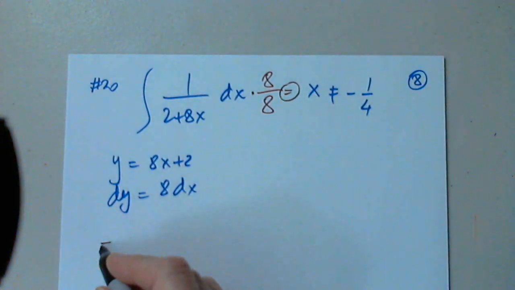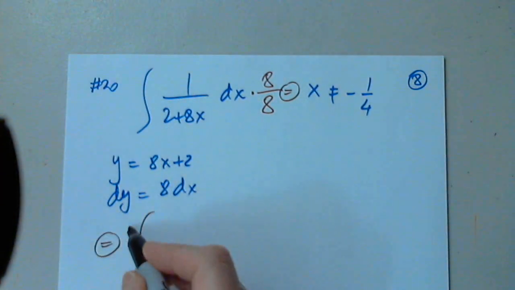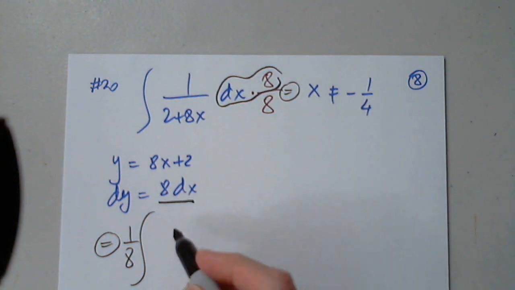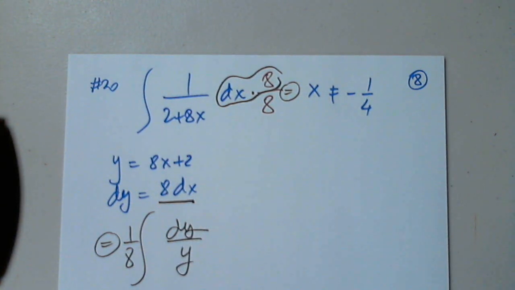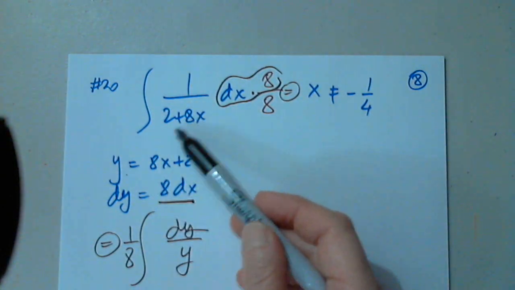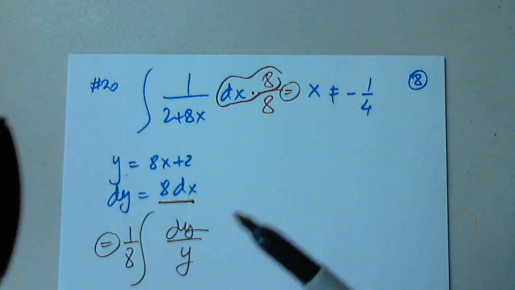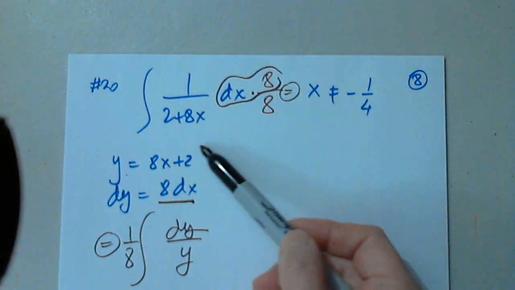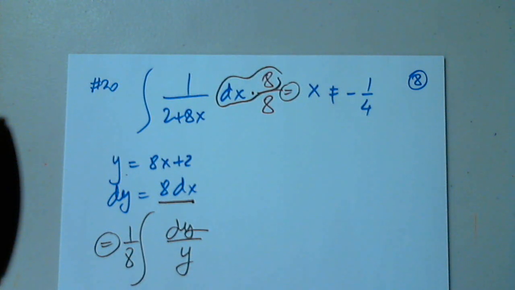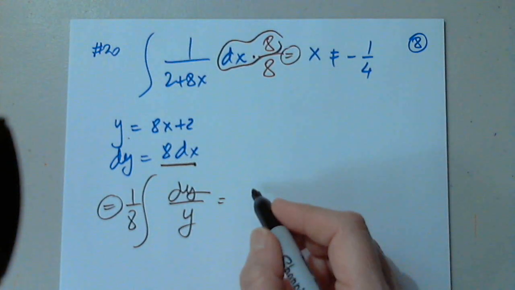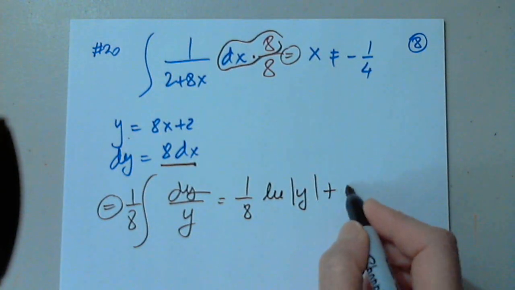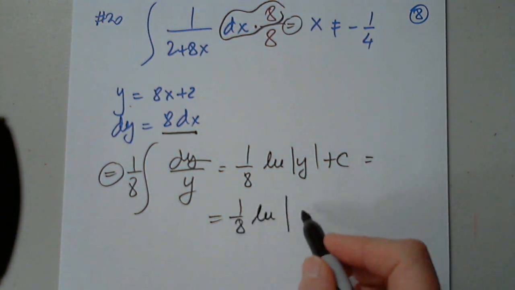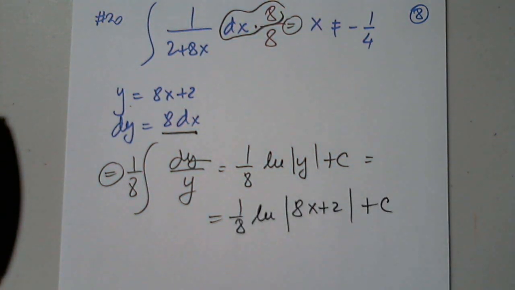So when I continue, I will say I have 1/8 in front because this one will be used for dy. So again, I have dy over y. Same thing. This becomes the y because I already denoted 8x plus 2 by y. I have 8 dx in the numerator, but there is 1/8 that has to be brought outside. So that's the only adjustment. So I still have the same thing plus a constant c. So natural log of the absolute value of 8x plus 2 plus a constant c.